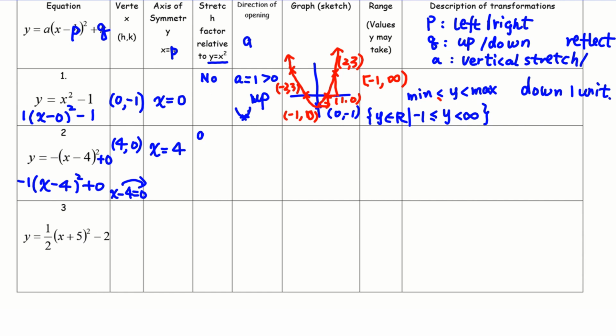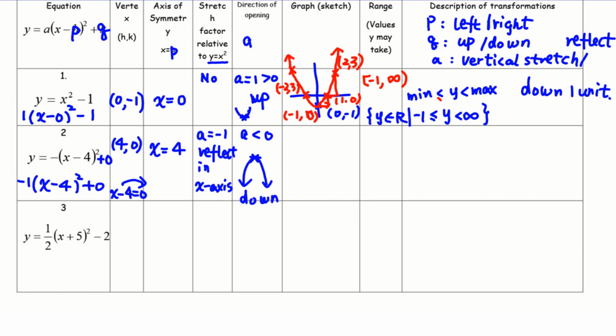A equals negative 1. There's no stretch, but it will be a reflection in the x-axis. And for the direction of opening, because A is less than 0, from the vertex you go minus that number to get other points, so they will be below the vertex. It opens down.